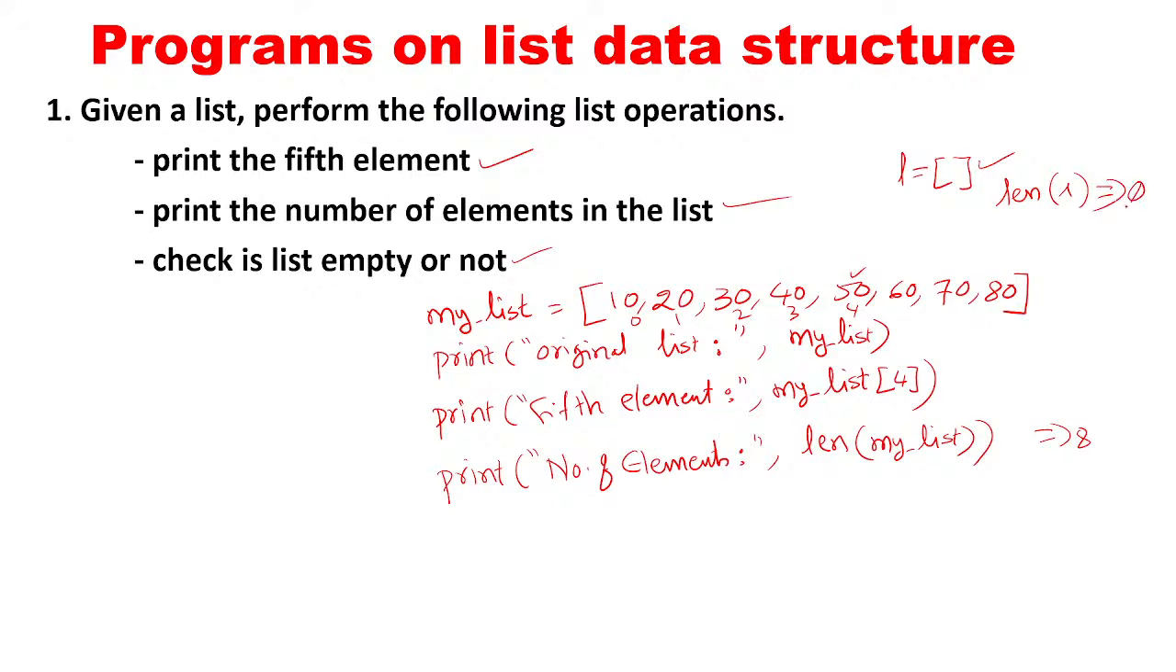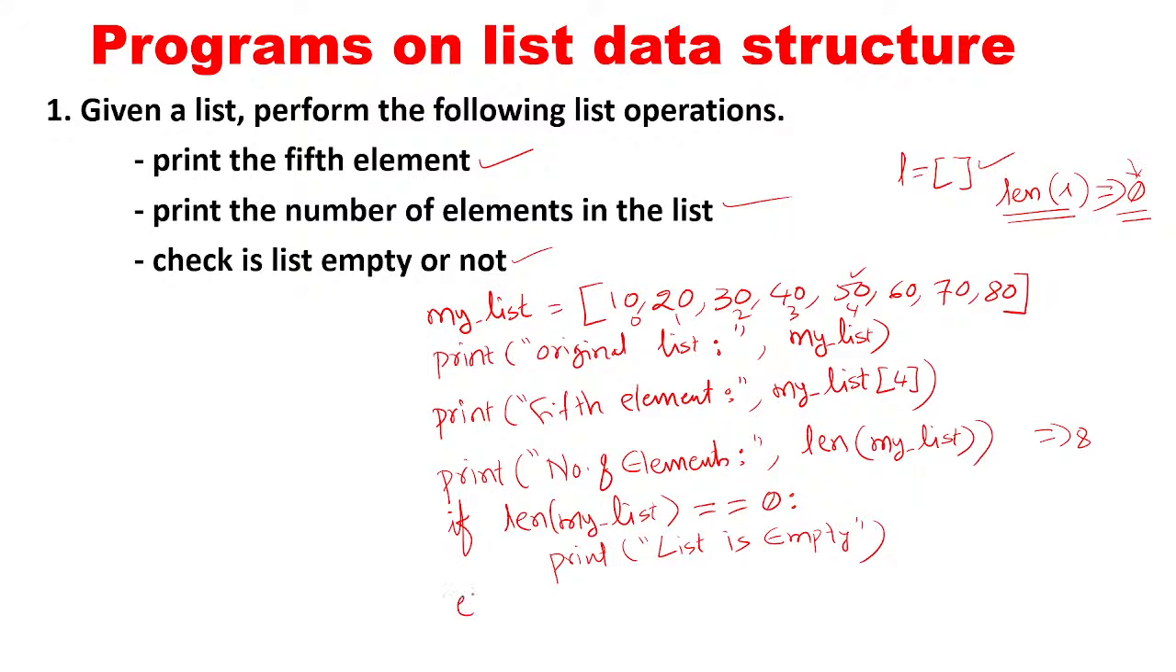You will get the result as 0. That means if the length of the list is 0, you can understand that the list is empty. This is how you can decide here. So that condition you should use here: if length of my list is equal to 0, then you can print, list is empty.